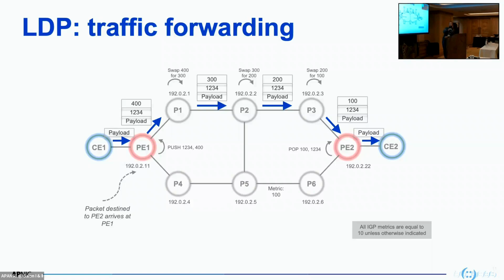So your concept is correct, that PE1 will basically look at the label and add the label, and the rest of the routers will basically look at the label and swap the label, and then finally come to PE2.